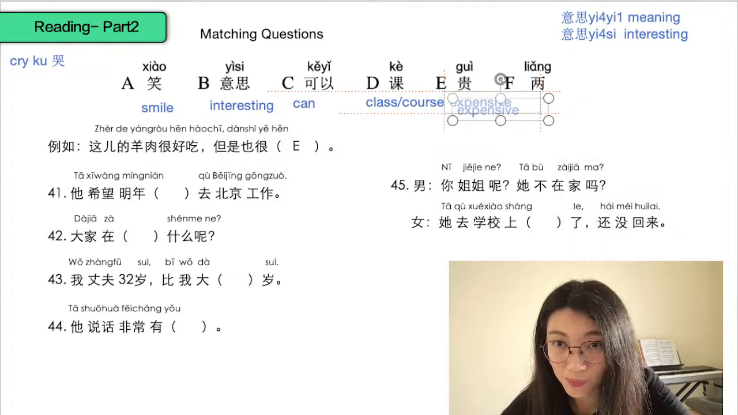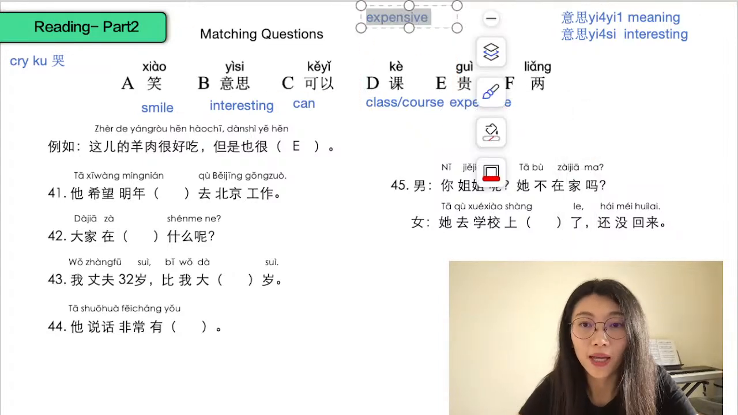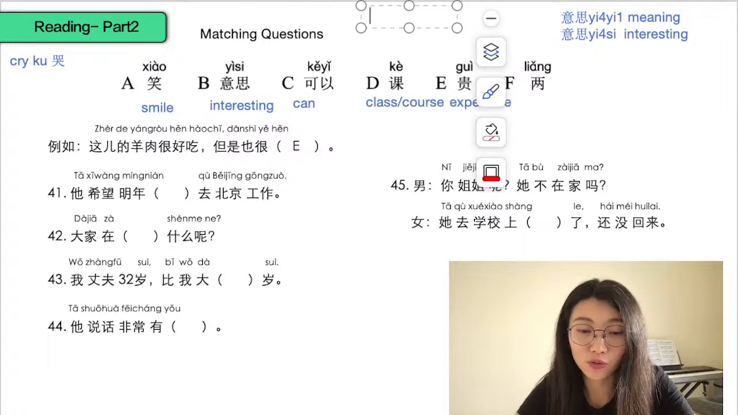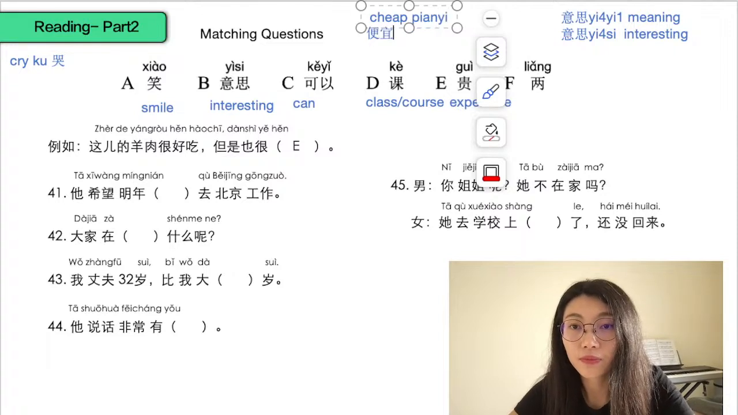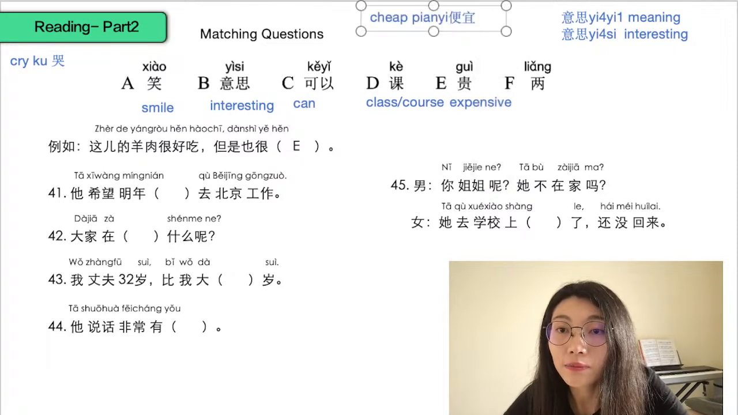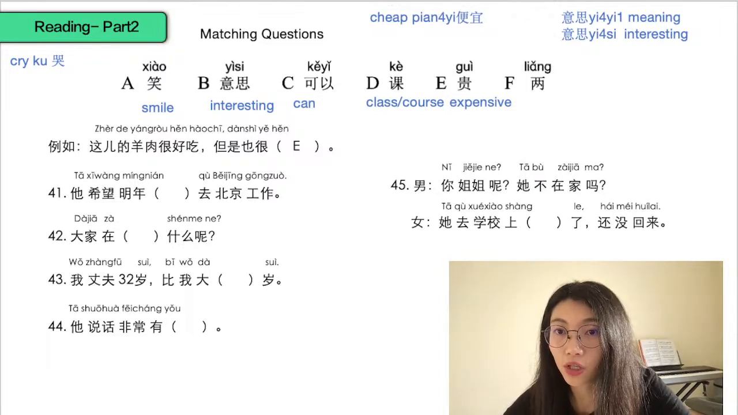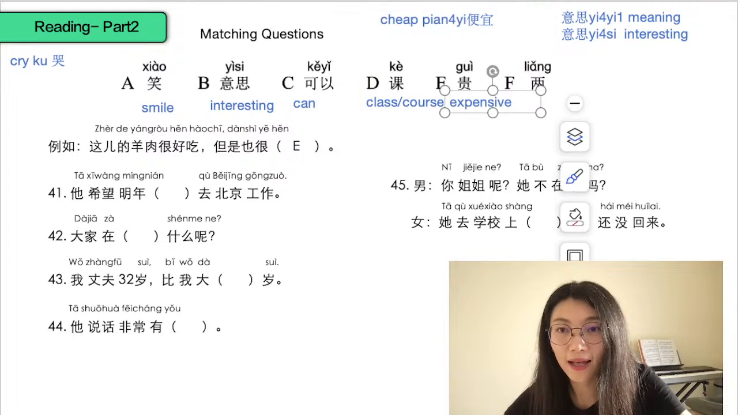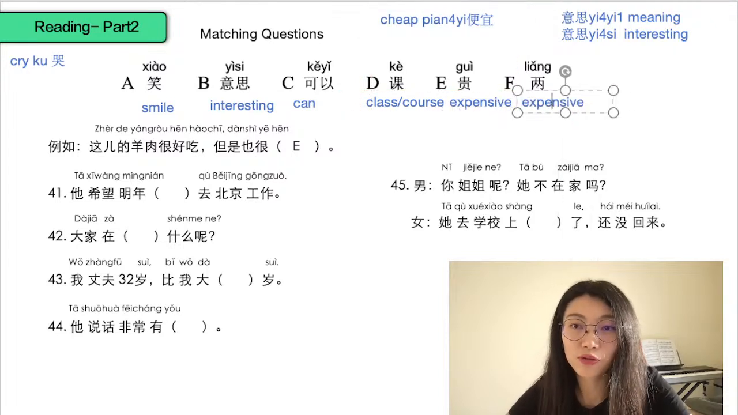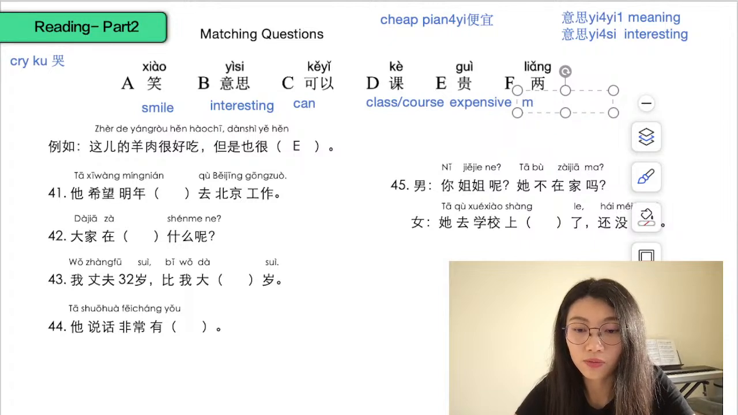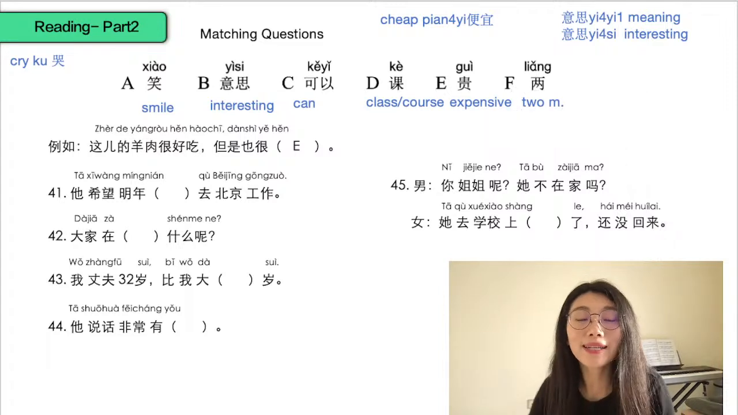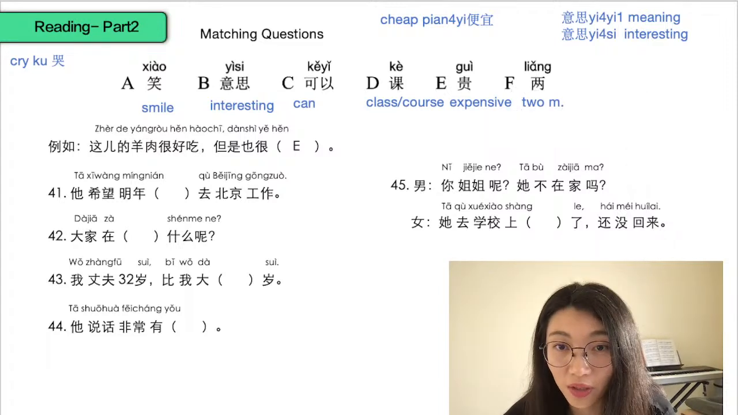If 贵 is expensive, how to say cheap? It's also HSK2 vocabulary. Cheap means 便宜, 便宜. Remember here, 宜 is also the neutral tone. 便宜, cheap. Last one, 两. Okay, 两 here is a measure word. Two, measure word. Okay, after you write down the meaning, now let's go through the sentence.